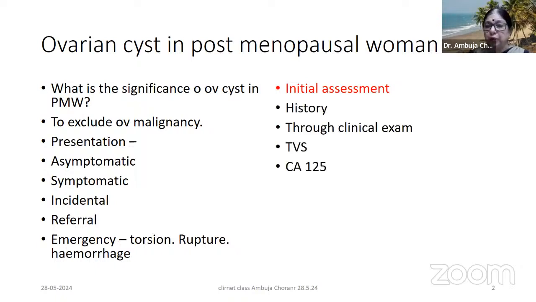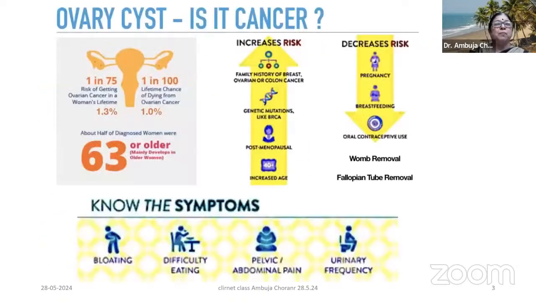So how are we going to examine the patient? Like any other problem that comes to a doctor, detailed history taking is very, very important, and thorough clinical examination. You should never forget both abdominal examination and vaginal examination, aided by investigations, that is sonography, and CA-125 is the marker. I will discuss all these things now.